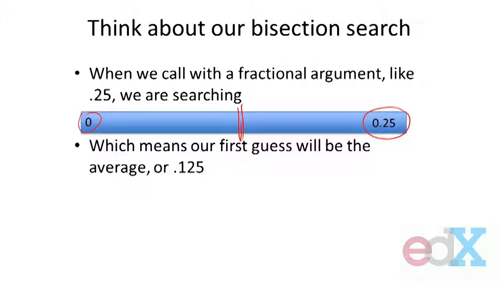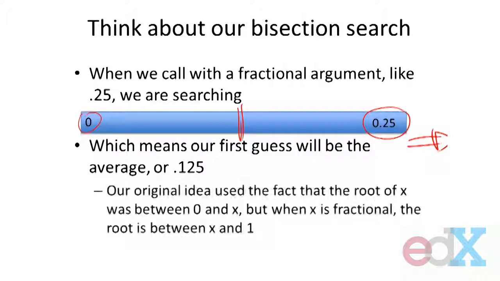Ooh, that's not good, right? That's moving in the wrong direction. We know that the solution is out here somewhere, but we're going to focus only on this range, and we're going to get caught in an infinite loop where we're just going to zero down at the minus end. The original idea used the fact that the root of x was between 0 and x, but when x is fractional, the root is actually between 0 and 1. And I want to focus my search on that range. I'd like to start zeroing in only on that range.